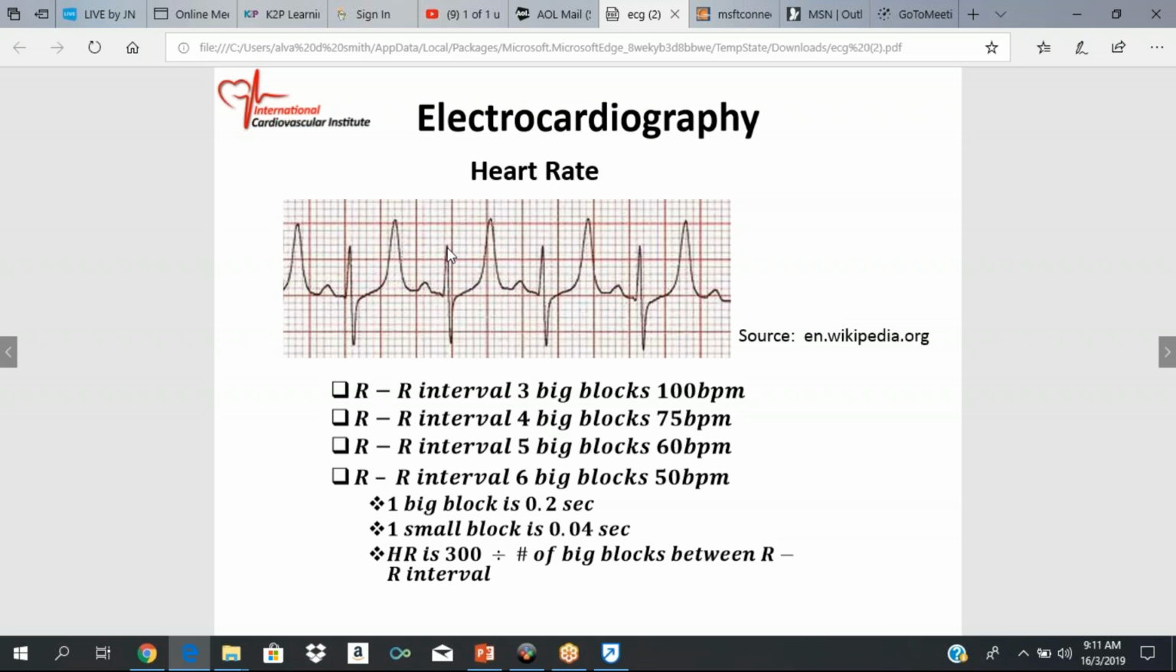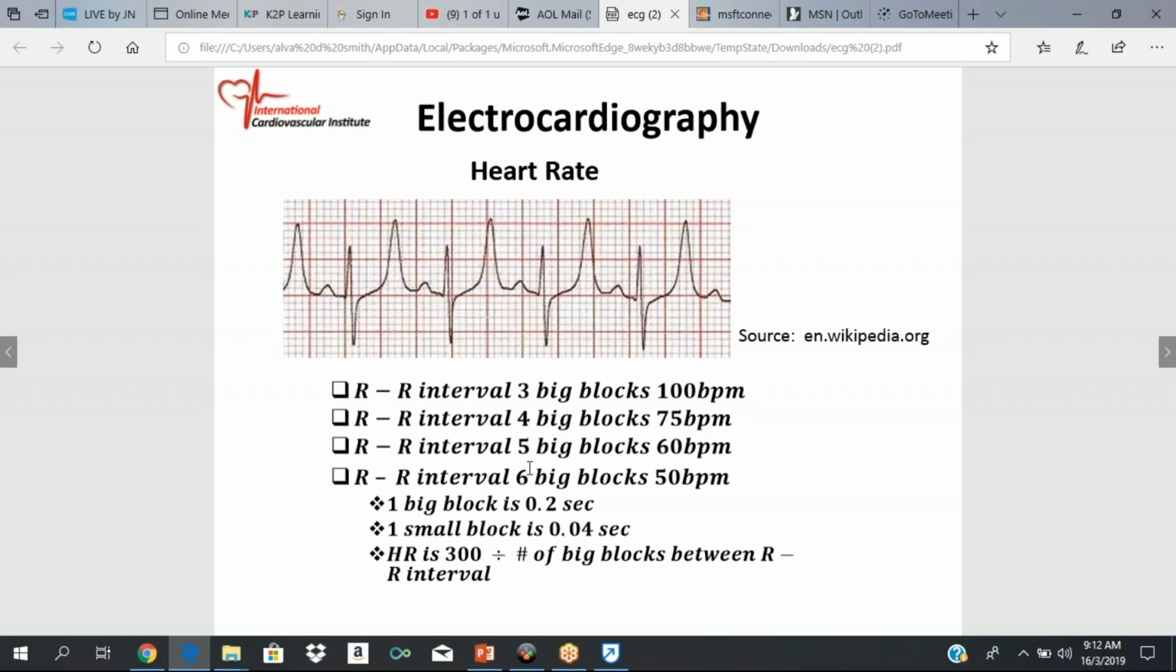So again, if this is right there, then this is 1, 2, roughly 3. So it's roughly 3 big blocks that separates the RR interval. And the heart rate is 300 divided by the number of big blocks. Okay? So if you have 4 big blocks separating the RR interval, then the heart rate is 300 divided by 4, which is 75.